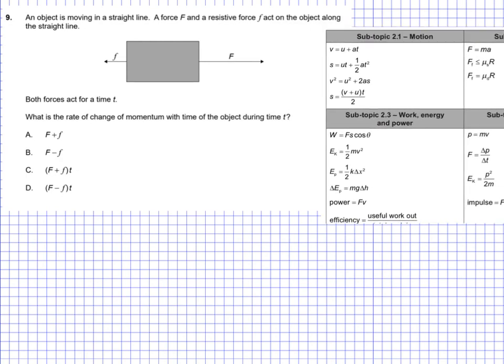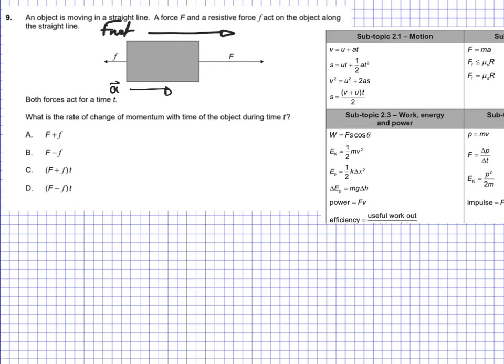Okay, so we have an object moving in a straight line. Clearly it's moving to the right, and the reason is because we have an applied force, capital F, and a resistive force, probably the force of friction, to the left. So if we were to find the net force, this is not to scale, the net force is going to be this way, which means it's going to accelerate this way. Let's get my pen working. There we go. It's accelerating this way.